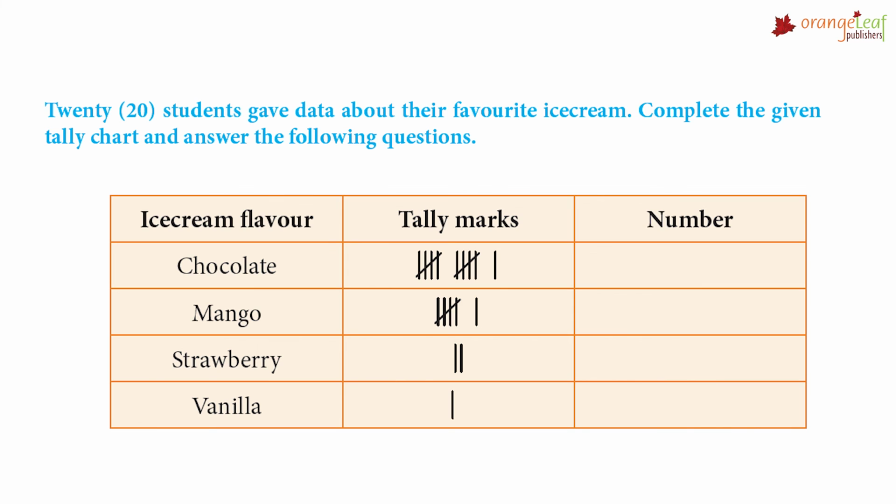For chocolate, we have 2 groups and a single vertical line, which means 11. For mango, we have 1 group and 1 vertical line, which is 6. For strawberry, we have 2 vertical lines, which means 2. And for vanilla, we have 1 vertical line, which means 1. So 11 students like chocolate, 6 like mango, 2 like strawberry, and 1 student likes vanilla.